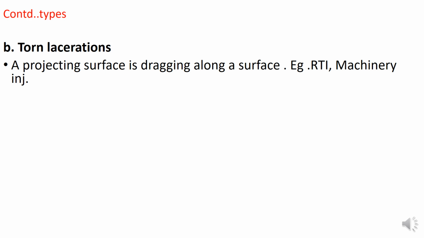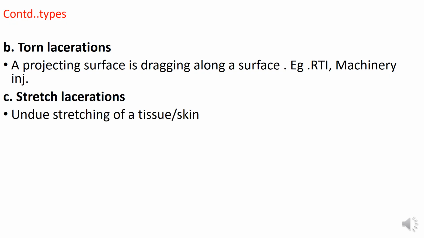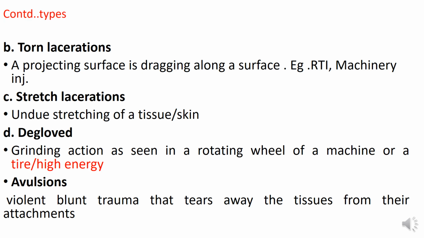Torn laceration: a projecting surface dragging along the body causes laceration. Examples are road traffic accidents and machinery injuries. Stretch lacerations are due to undue stretching of the skin, and degloving and avulsions. Now here there are typical words that you have to know. Degloving and avulsions usually occur with high energy application. In case of degloving, as you can understand, skin is separated like a degloving action, like removing a stocking. Here you get a rotatory kind of movement with sudden force, ripping off the underlying tissues along with the rotatory force. And avulsion means the separation of a part of tissue.